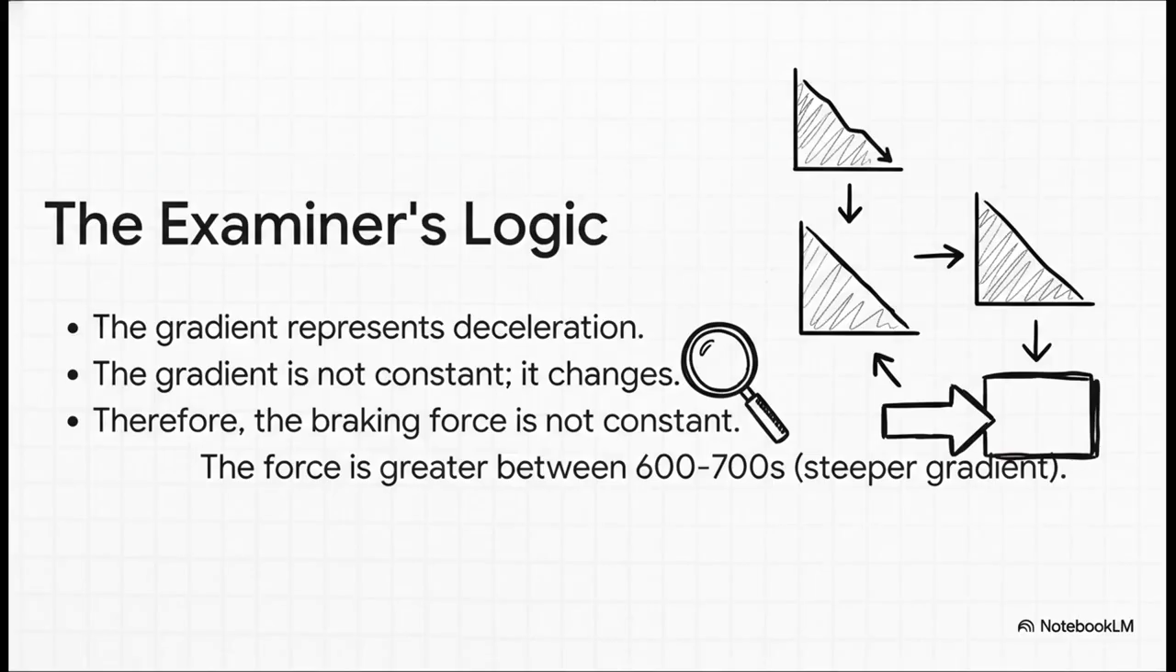And this is the logic that gets you full marks. First, you state the obvious. The gradient of the line tells you the deceleration. Second, you point out that the gradient isn't constant. It changes. And third, you connect it all together. Since force equals mass times acceleration, and the train's mass doesn't change, a changing deceleration must mean the braking force is also changing. It's a perfect chain of reasoning.